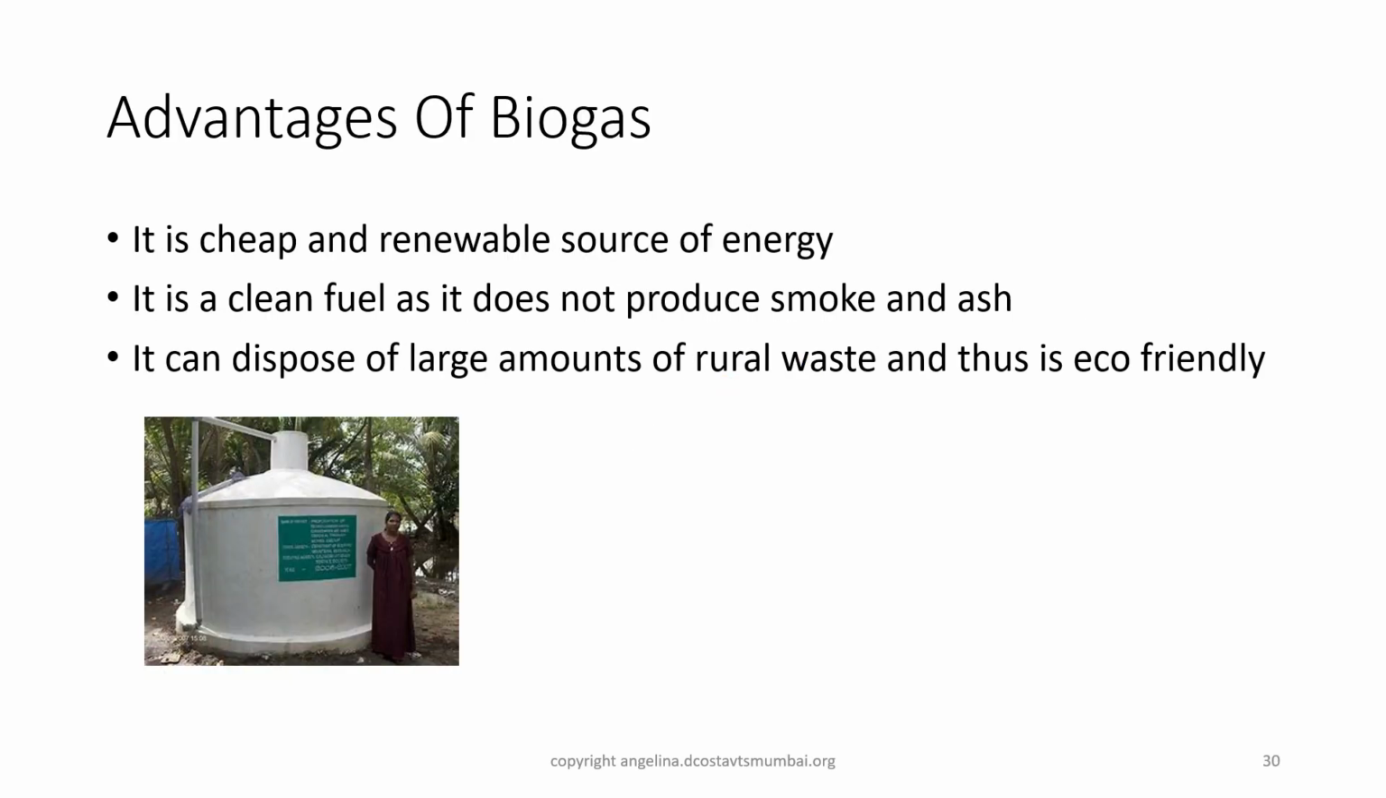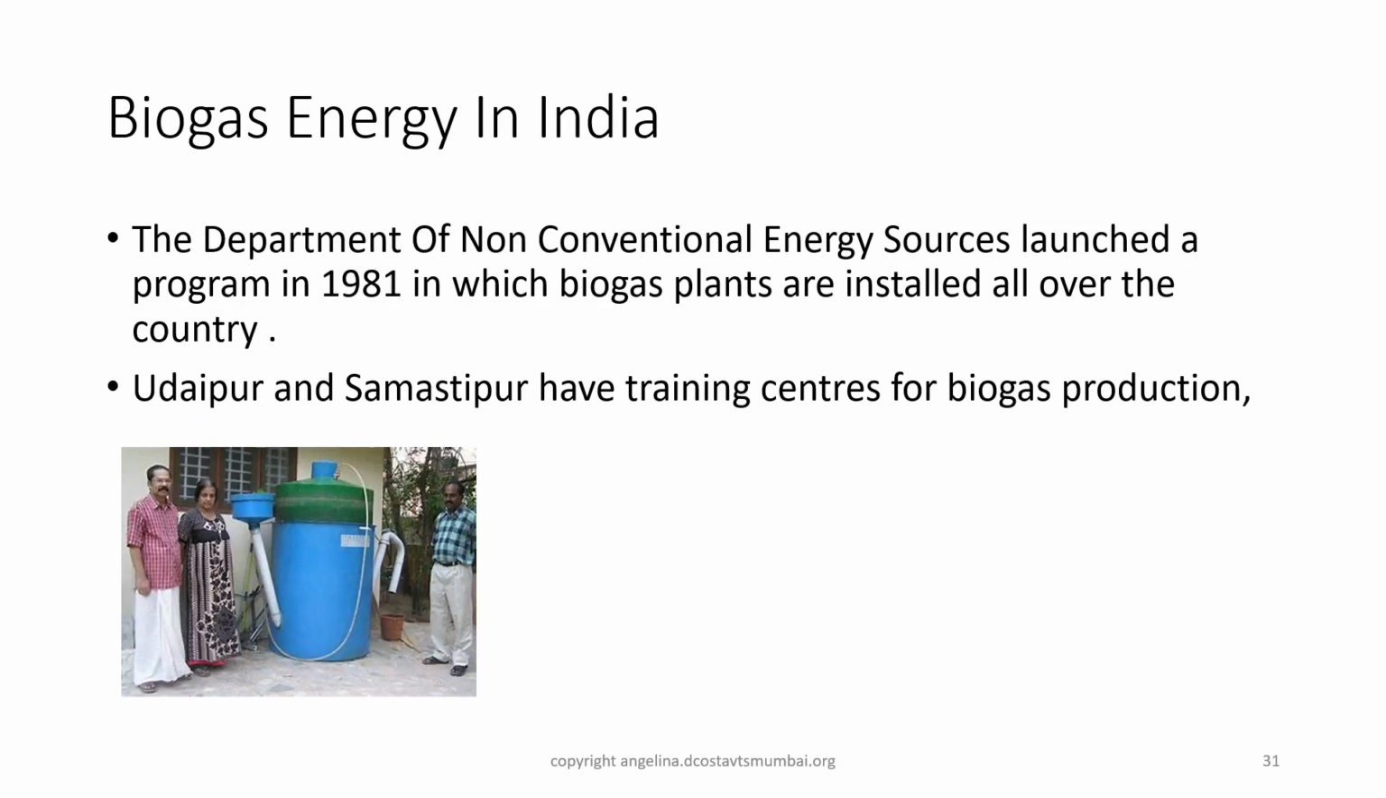So what are the advantages of biogas? It is a cheap and renewable source of energy. It is a clean fuel as it does not produce smoke and ash. It can decompose large amounts of rural waste and thus is eco-friendly. The Department of Non-Conventional Energy Sources launched a program in 1981 in which biogas plants are installed all over the country. Udaipur and Samastipur have training centers for biogas production.